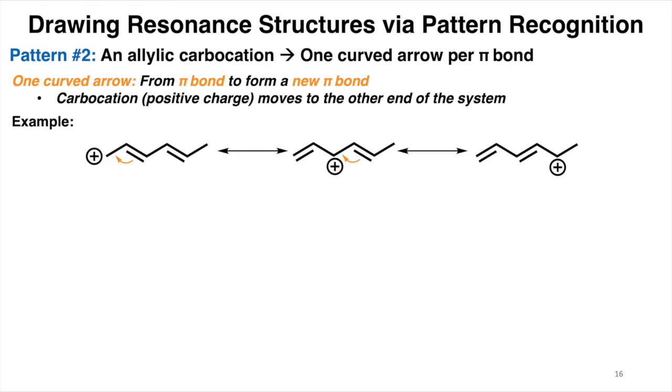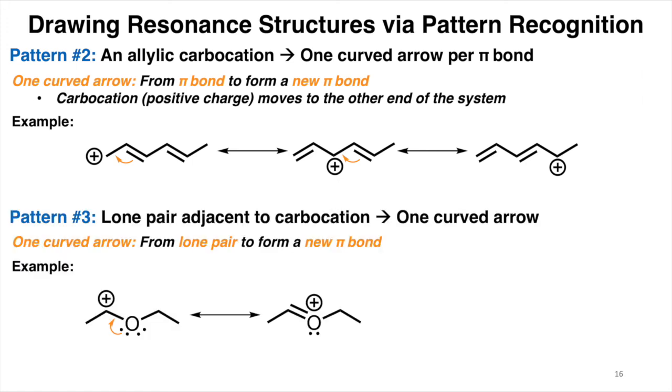The second pattern is an allylic carbocation. You're going to draw one curved arrow from the pi bond to form a new pi bond. Don't forget to move the carbocation or positive charge to the other end of the system. The third pattern is a lone pair adjacent to a carbocation, and for this you're going to draw only one arrow from the lone pair to form a new pi bond.